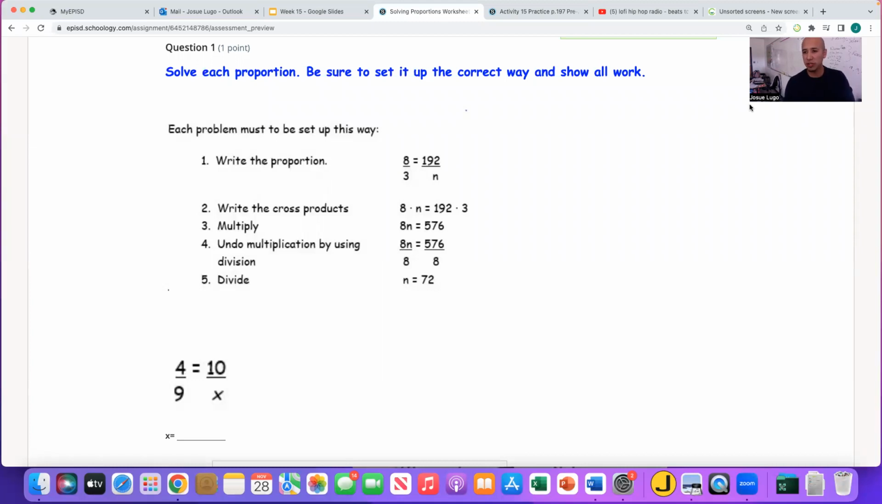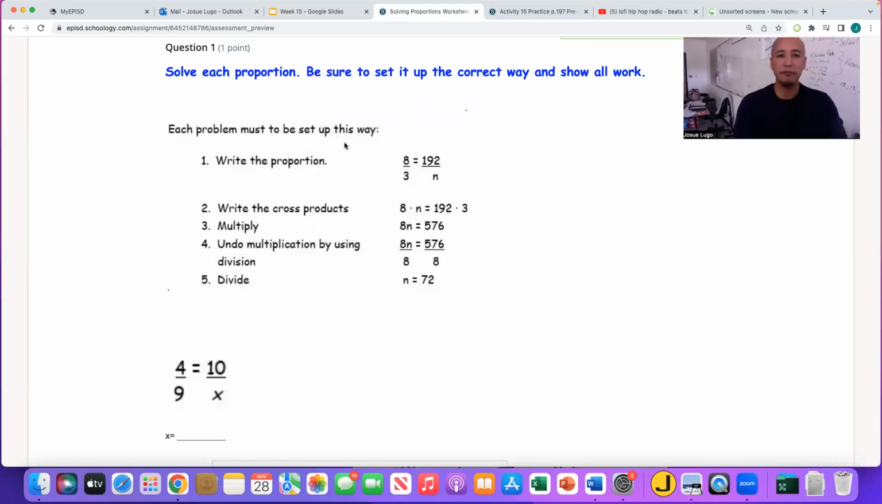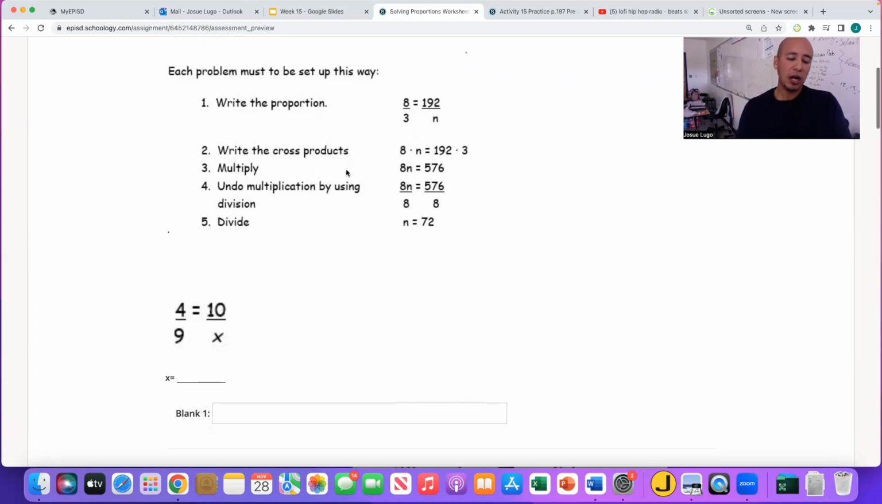Today we're going to jump straight into the assignment and figure out how to solve a proportion. And remember, a proportion is simply whenever two fractions or two ratios are equivalent, or at least they're supposed to be equivalent, but we're missing a part.